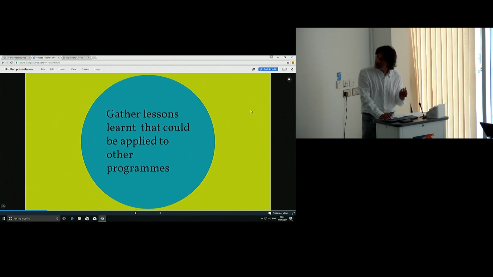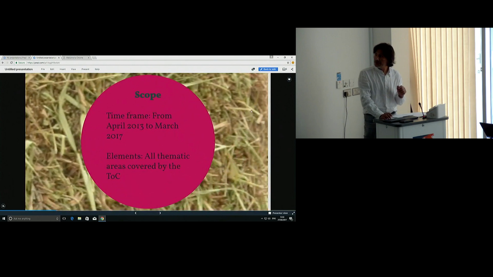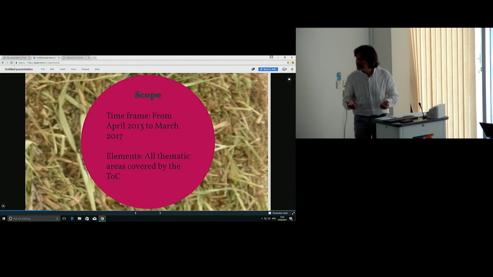Gather lessons learned that could be applied to other programs. Usually all the evaluations have this objective. The scope of the evaluation is basically the whole 4 years, from the start to the end. In some cases, if we have had another evaluation, we might look at just the last 3 years. In the case of Jordan, we've been working there more than 20 years, and the scope was the last 10 years.